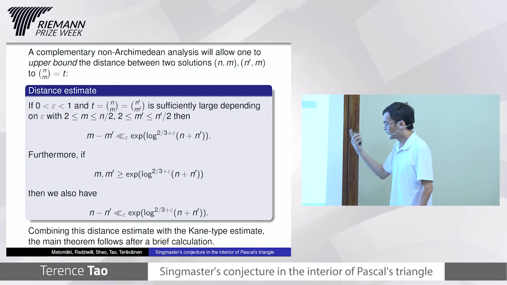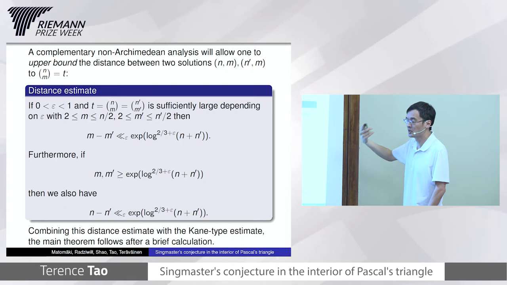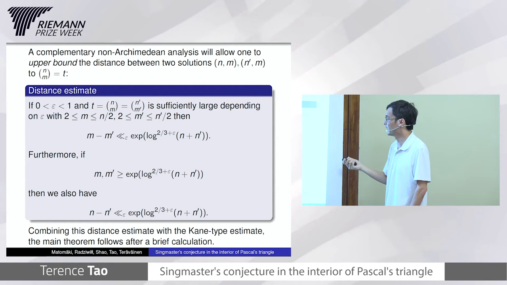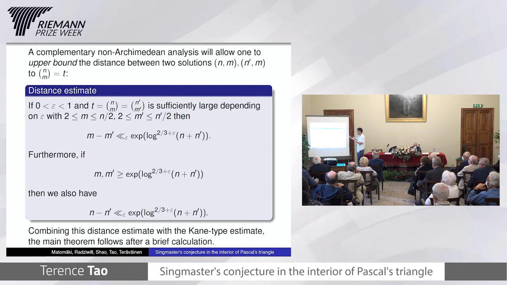Right, and so we were able to use some facts about prime numbers, and that was what we were actually working on before we started working on this problem. And we were able to show that whenever you have two solutions to this equation, n choose m equals t, and n prime choose m prime equals t, and you're on the left half of the triangle, then any two solutions must be fairly close to each other. There was a certain upper bound on how close these solutions had to be to each other.